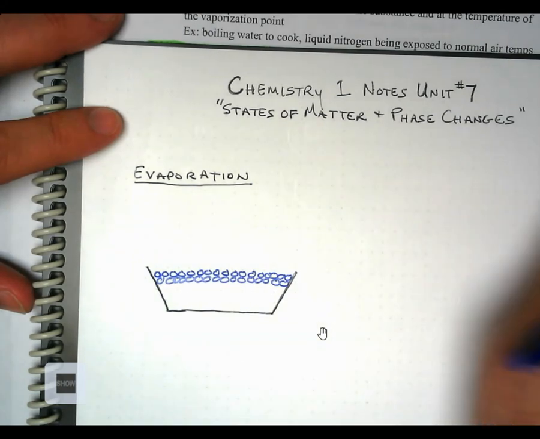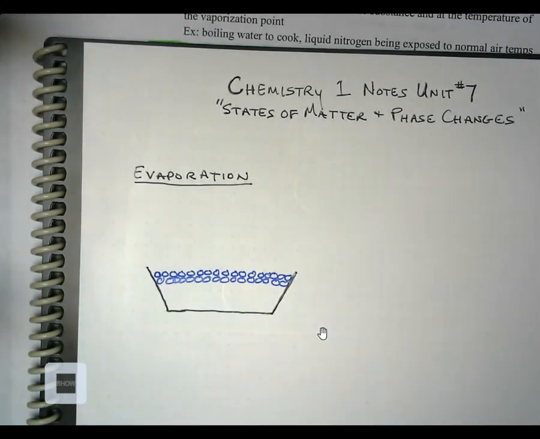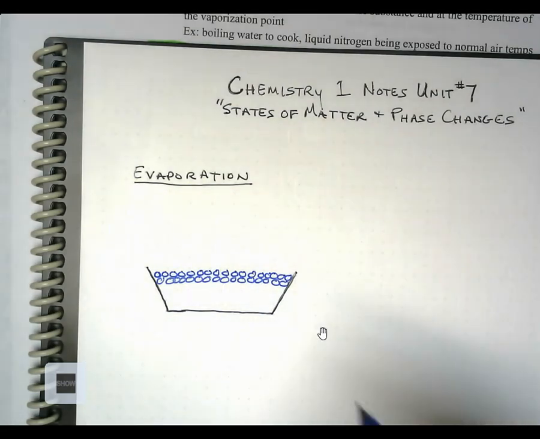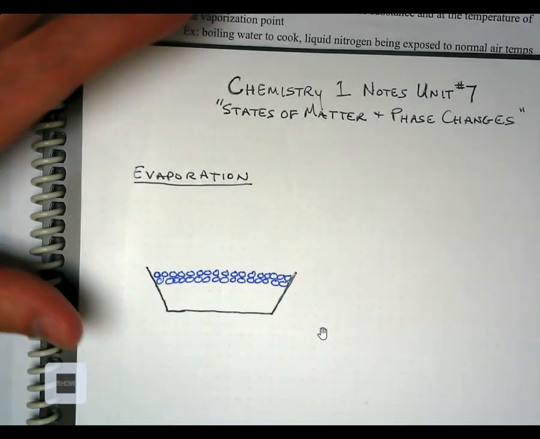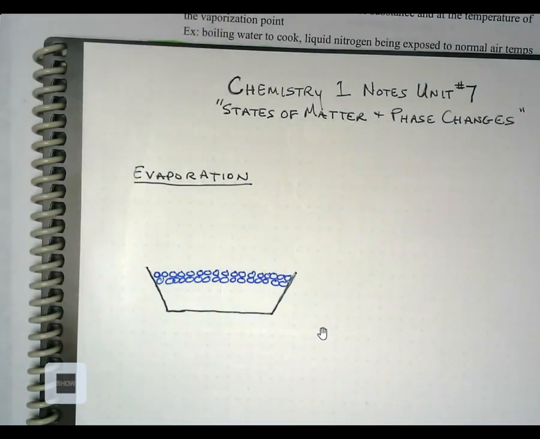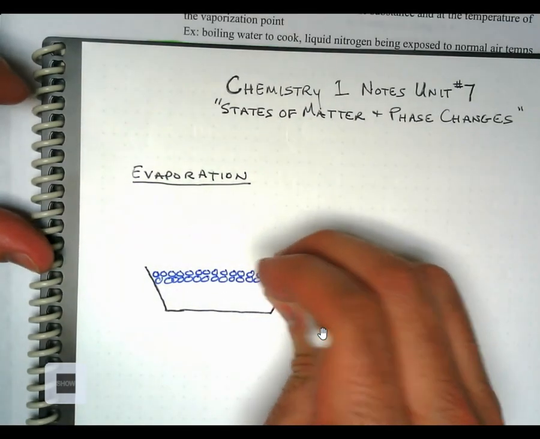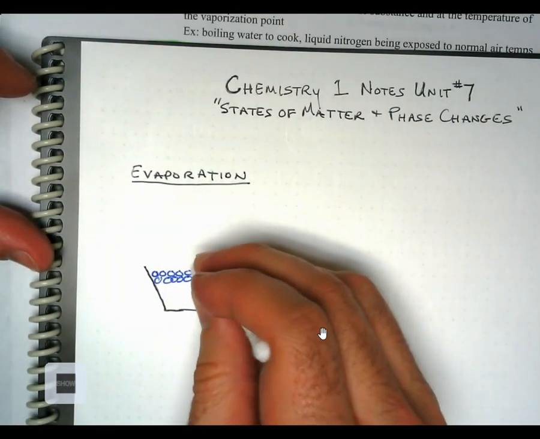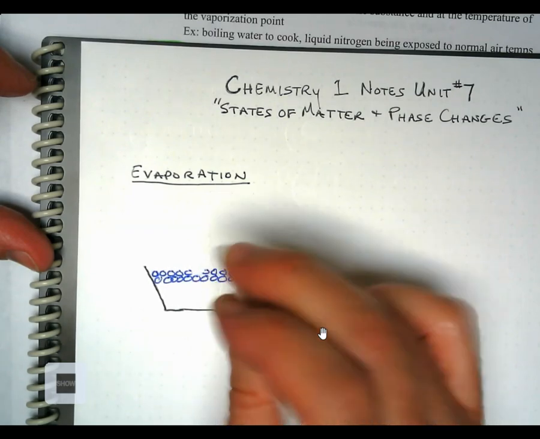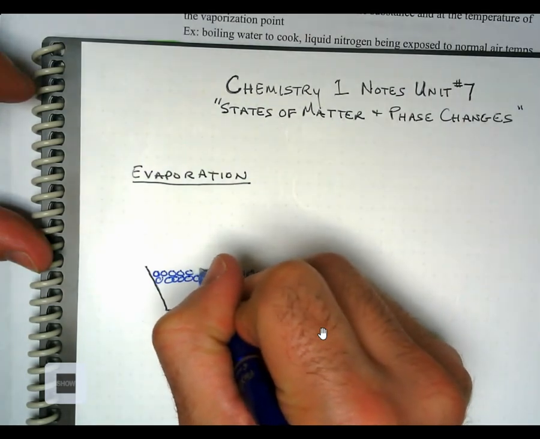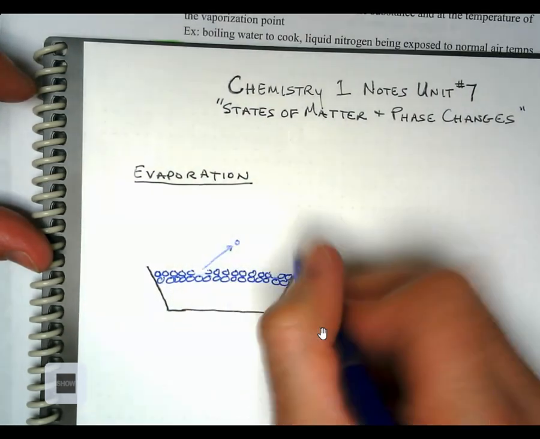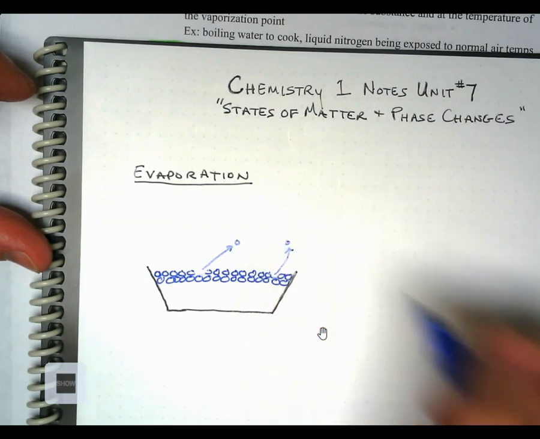Anybody know what happens with evaporation? I know that you know what happens, but how it happens or what's going on at the molecular level? They get separated so fire just floats away. Yeah, good. Okay. So what happens is some of these at the surface get separated and move far enough away to be gases.